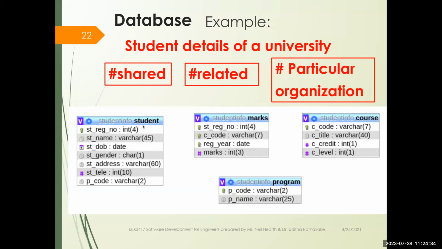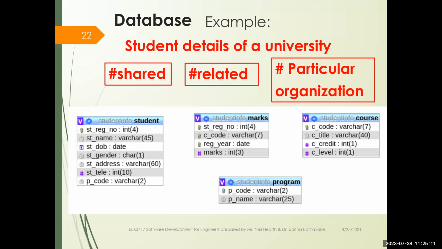In this registration number, the maximum length is 4. Now here the student name. Student name is mainly not numbers, it has only letters, capital and simple letters, English letters. So the data type of this student name is varchar. For varchar, the maximum length we put is 45.